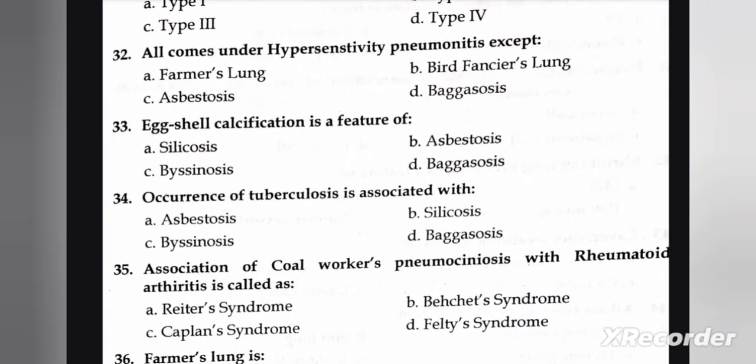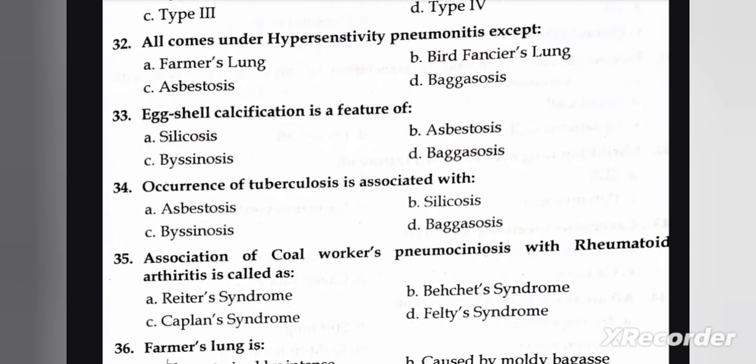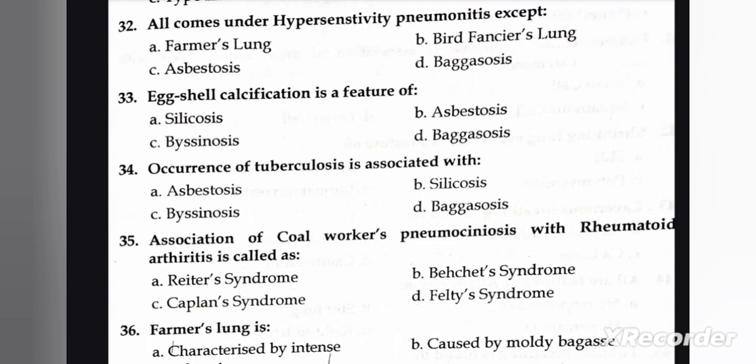Next question is, all come under hypersensitivity pneumonitis except A. Farmer's lung, B. Bird fancier's lung, C. Asbestosis and D. Bagassosis. So the right answer is asbestosis. Next question is, eggshell calcification is a feature of A. Silicosis, B. Asbestosis, C. Byssinosis and D. Bagassosis. The right answer is A.